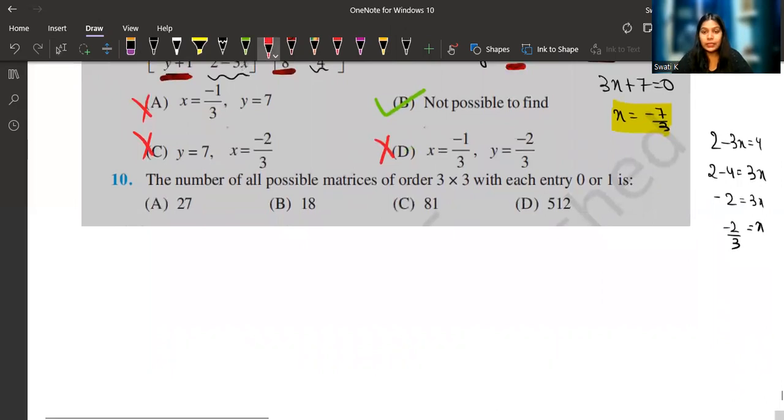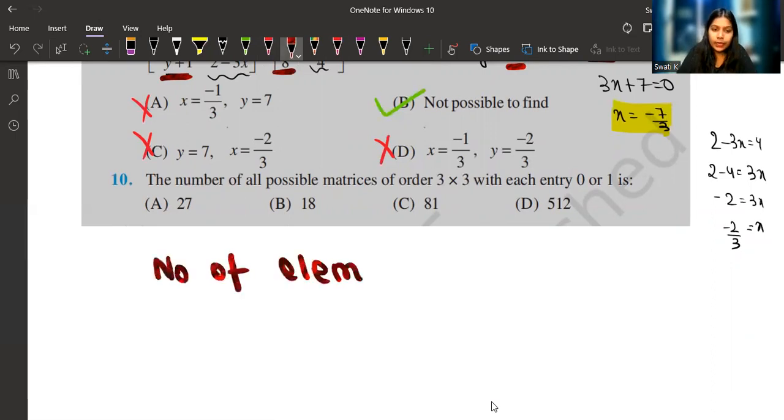Now, the next is the number of all possible matrices of order 3 by 3 with entry 0 or 1. Okay, so this is little tricky. I'll tell you how you can do this. First of all, the number of elements, because it has the order 3 cross 3, the total number of elements is going to be 9 only, right? Because it is 3 times 3 and that is 9.